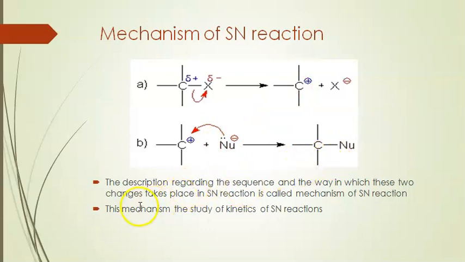The description regarding the sequence and the way in which these two changes take place in a reaction is called the mechanism of the reaction. This mechanism is the study of the kinetics of the reaction, that is, the rate of reaction is measured in this mechanism. That is called the study of kinetics.